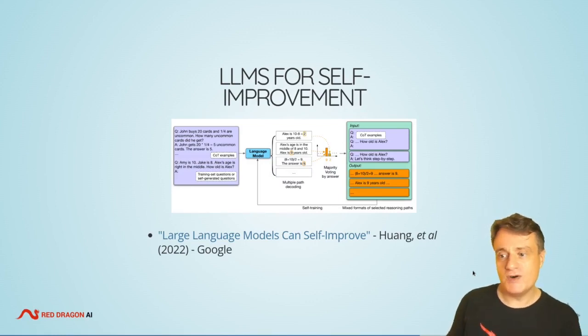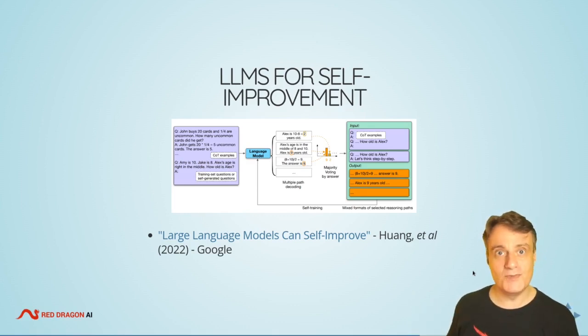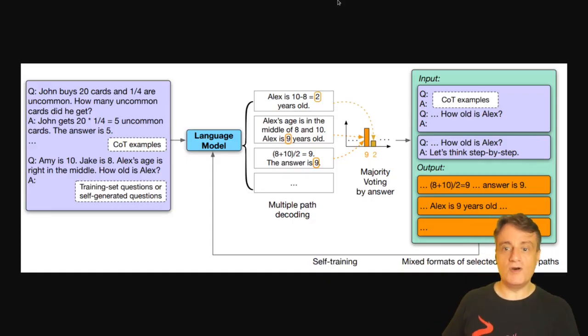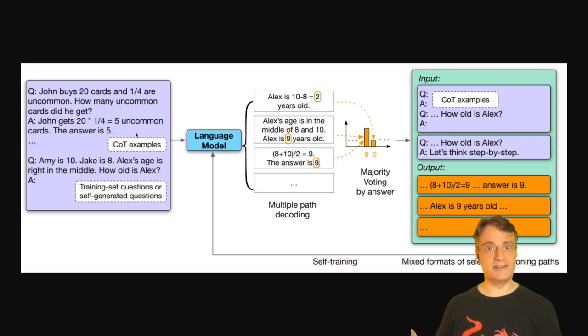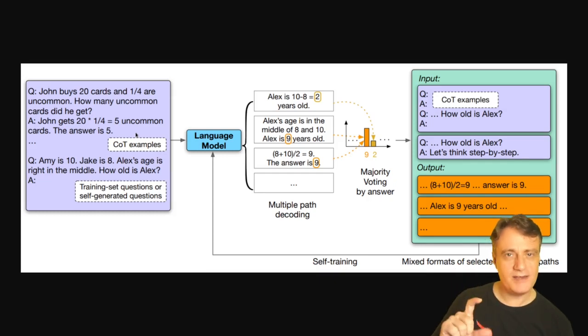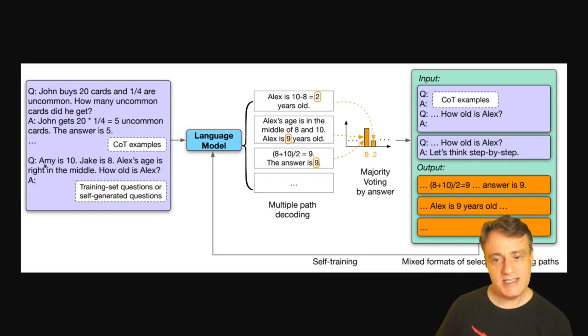So here's a diagram of how this works. Let me just blow this up so you can see it more clearly. Okay, so here's an example of a prompt on the left hand side. This is John buys 20 cards and a quarter are uncommon, and then basically these would be chain of thought reasoning. This is COT, chain of thought. Here's some rationales and answers. So basically you give it a little template about what it should do. Here's a final question, and the answer is, okay, now generate a bunch of rationales.